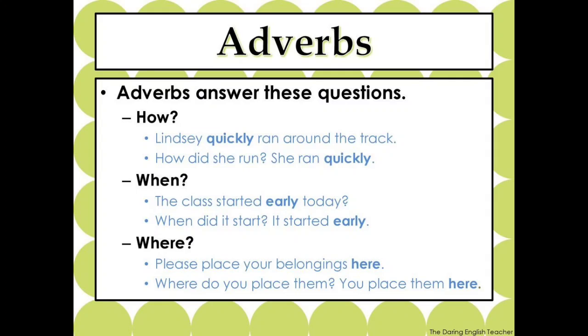Then for where. The next thing is where. So where shows the adverb of place. Look at the example here: please place your belongings here. Next example, where do you place them? You place them here. So here is the adverb of place, which shows the question where.